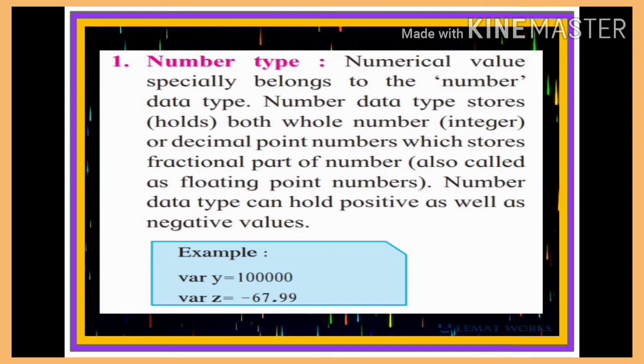First is the number type. Numerical values specially belong to the number data type. The number data type stores or holds both whole numbers, meaning integers, and decimal point numbers, which store the fractional part of a number, also called floating point numbers. The number data type can hold positive as well as negative values. For example, var y equal to 1 lakh. For example, var z equal to minus 67.99. So you can give any numeric values to the number type.